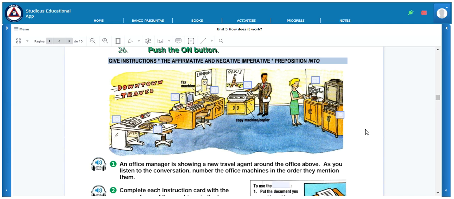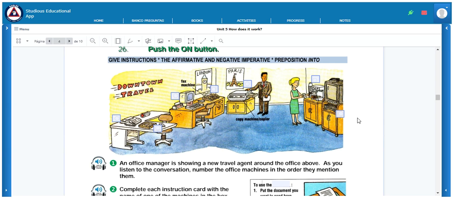Now let's take a look at number 1. Number 1 says, an office manager is showing a new travel agent around the office above. This is the picture of the office above. As you listen to the conversation, number the office machines in the order they mention them. That's why, if you take a look, you have a little square where you can tick the office supplies that they mention. Here it says number them in order, but we can't really type in the number. But if you're doing this in your notebook, you can go ahead and write the numbers down.